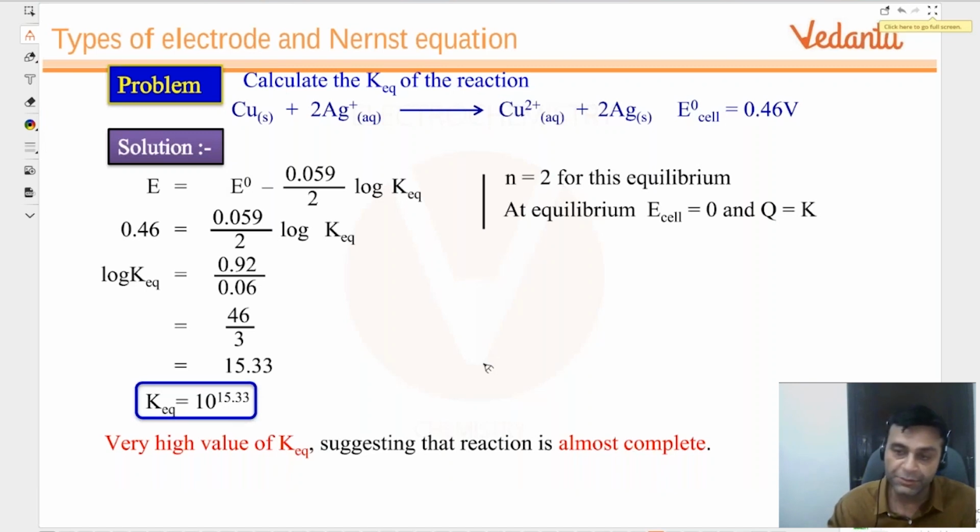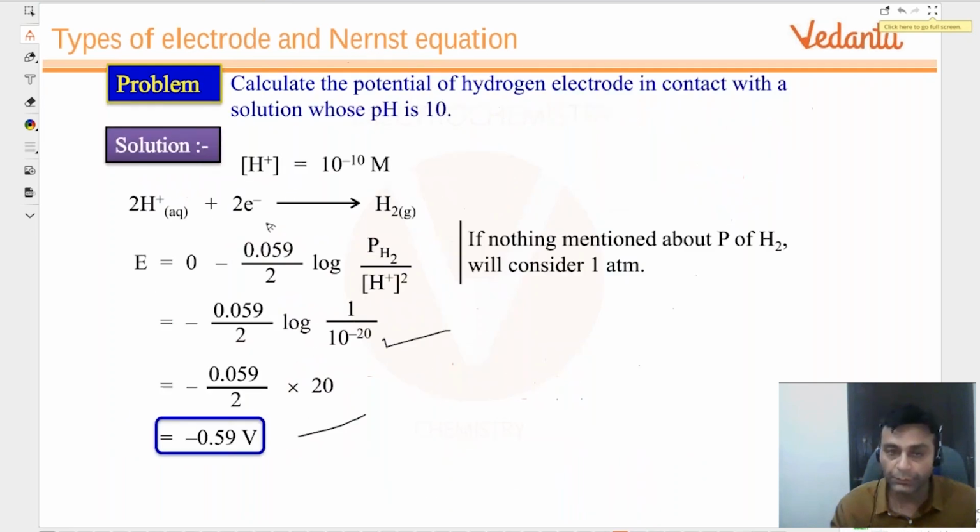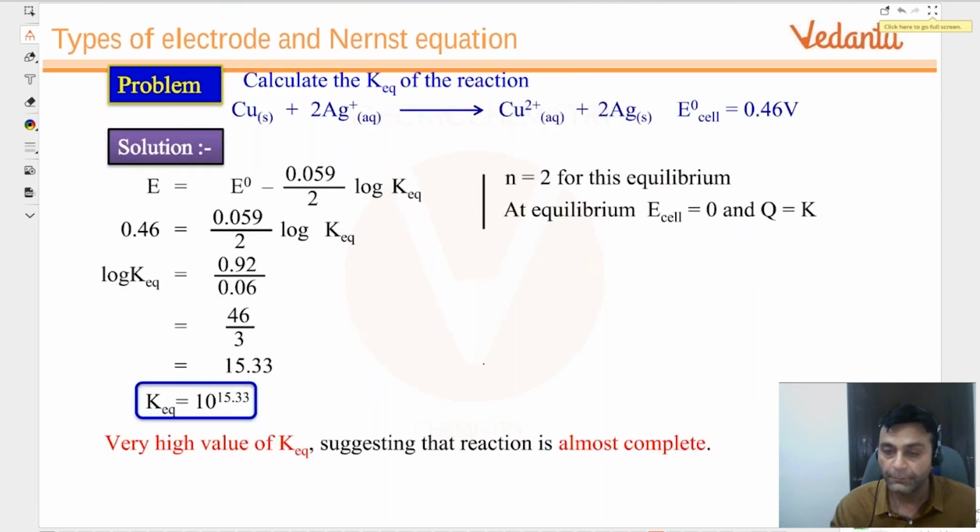Students, please see the solution and do let me know where you are getting stuck. n is equal to 2. In the previous equation also, n is equal to 2. See here. Yes, n is equal to 2. Everyone getting me?